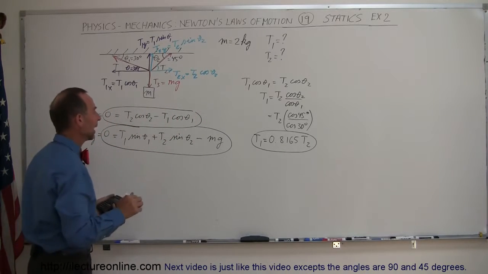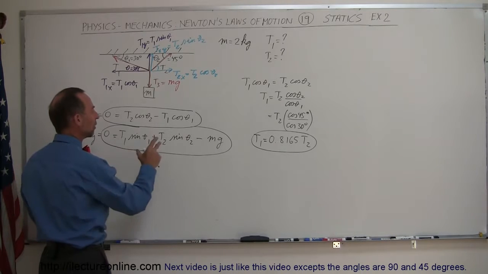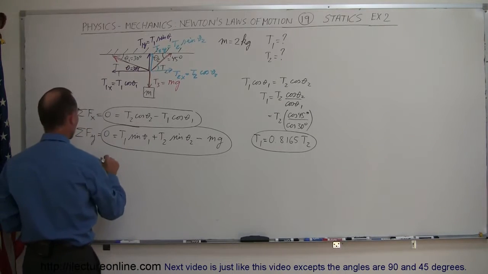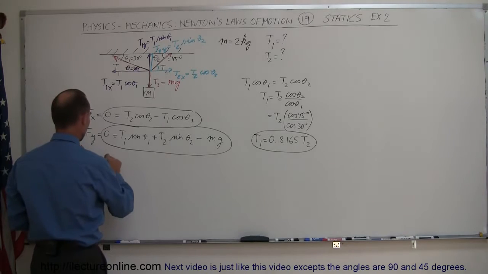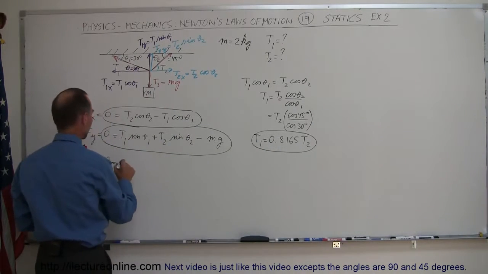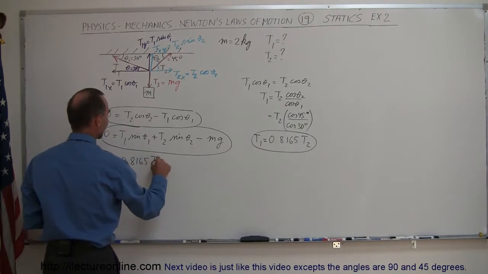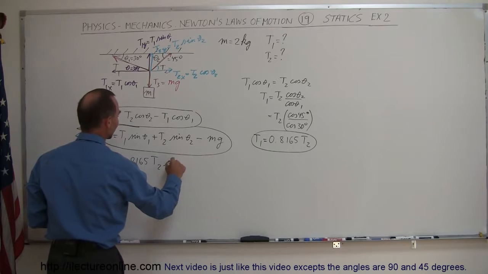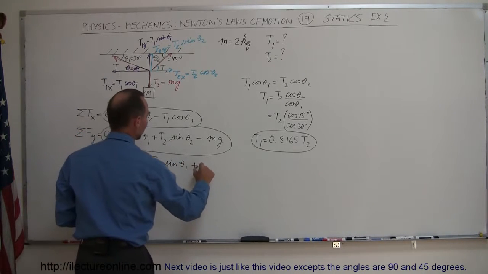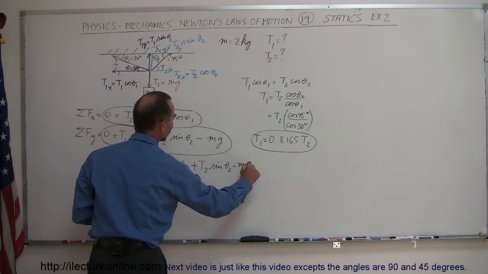Now I can go ahead and plug that into my second equation, getting rid of one of the two unknowns and solving the other unknown. So now I have 0 is equal to, instead of T1, I'm going to write what T1 is equal to in terms of T2: 0.8165 T2 times the sine of theta 1 plus T2 times the sine of theta 2 minus mg.